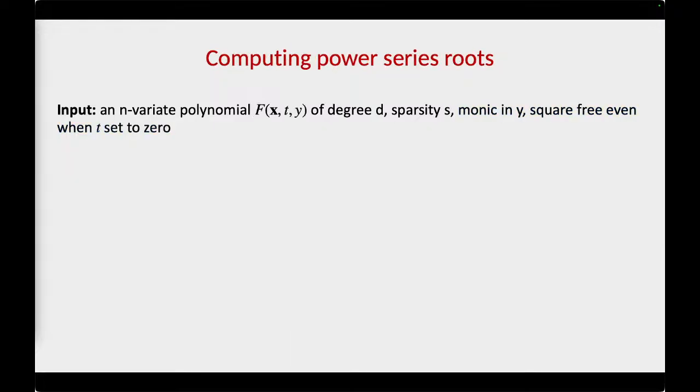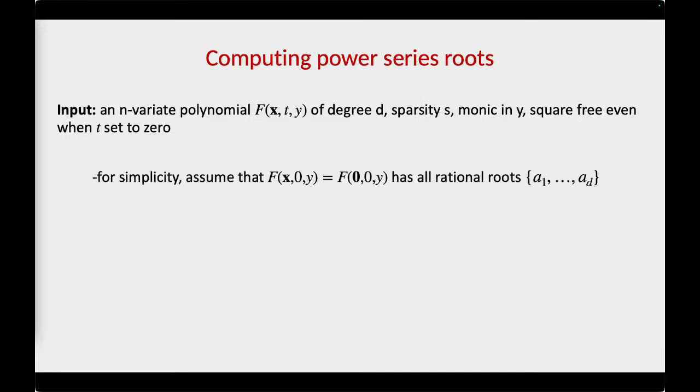Great. So at this point we are done with the pre-processing. Now we are in the second step where we want to compute power series roots. For simplicity, I'll assume that when we set t to 0, the univariate polynomial in y that we get... So remember, xi was substituted by xi times t. So when you set t to 0, all the xi variables also vanish, so what you get is a univariate in y. Let's assume for the moment that they have all rational roots.